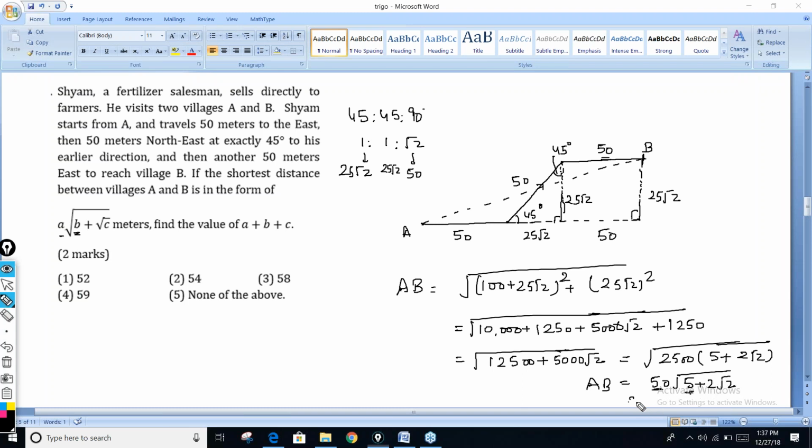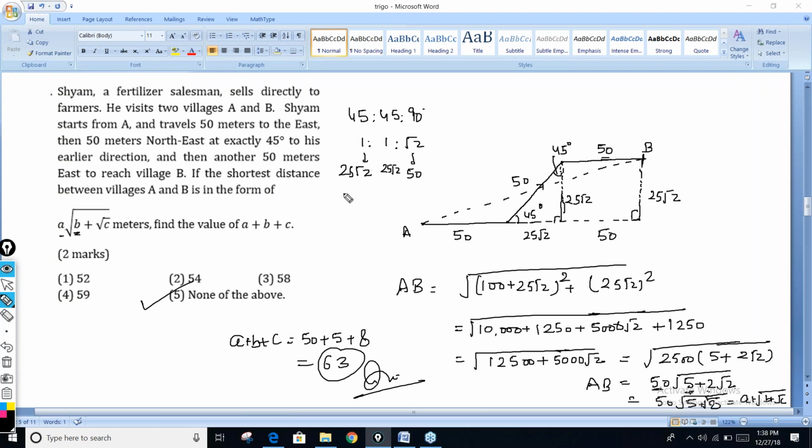So what is 2 root 2 in root? I'll take this 2 inside of this root. So that becomes 4, 4 into 2 it's 8. So now it comes in the form of A plus root B plus root C. So what is the value of A plus B plus C? The value of A plus B plus C is nothing else, 50 plus 5 plus 8. The answer comes out to be 63. That is the answer. So the answer is none of the above.